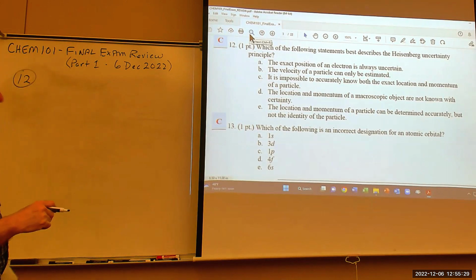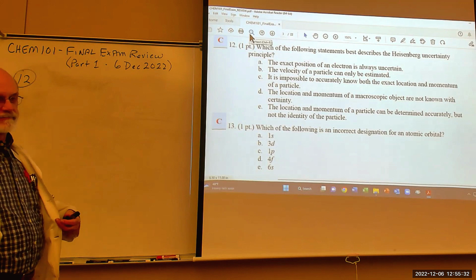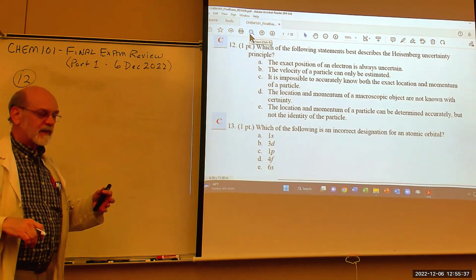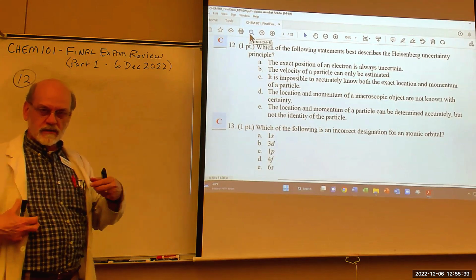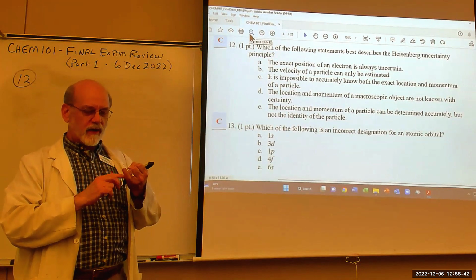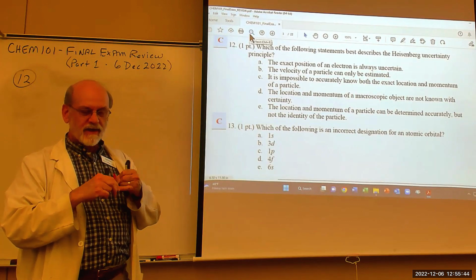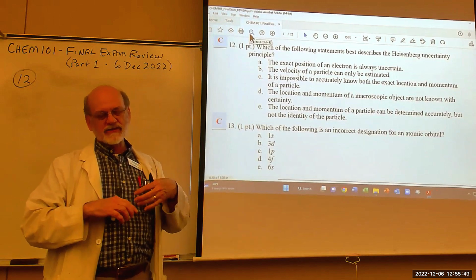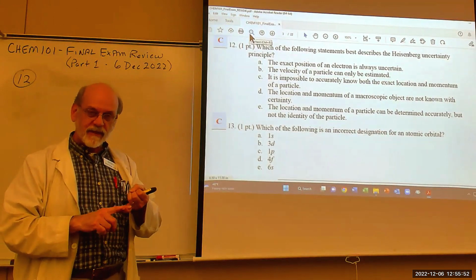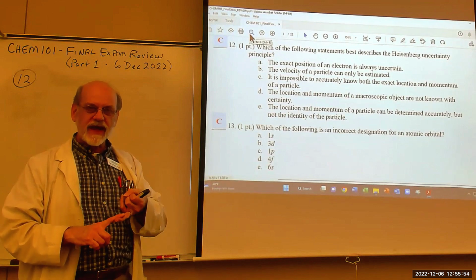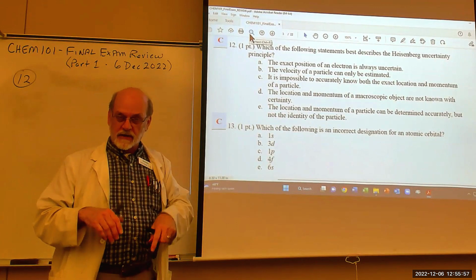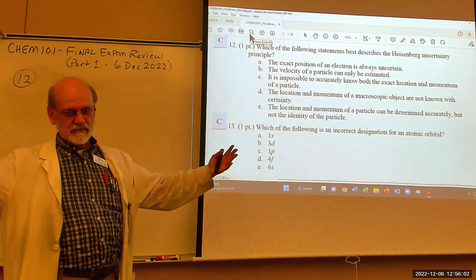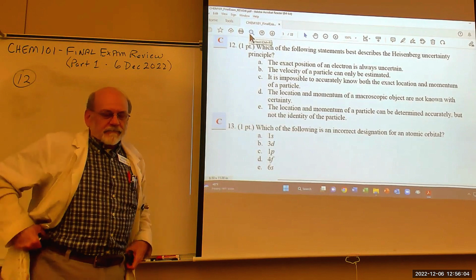Which of the following statements best describes the Heisenberg uncertainty principle? Remember, the Heisenberg uncertainty principle basically says that you cannot know both where an electron is and how fast it's moving. In other words, you cannot know its energy. Technically speaking, you can't know its momentum and its position with any degree of accuracy, both at the same time. If you nail down one of them, then the other one has too much variability. You can't fix it.